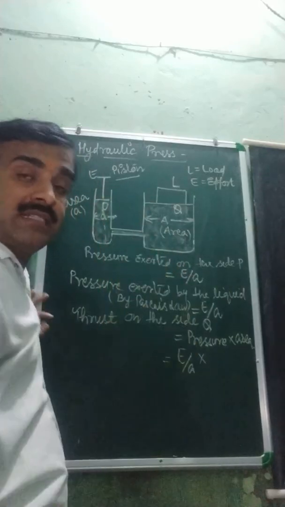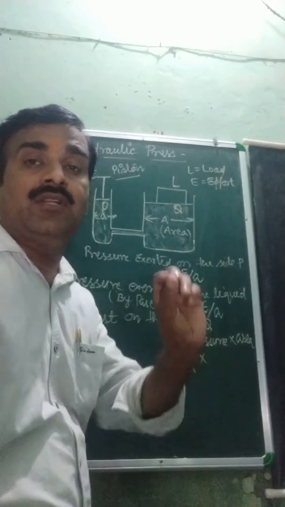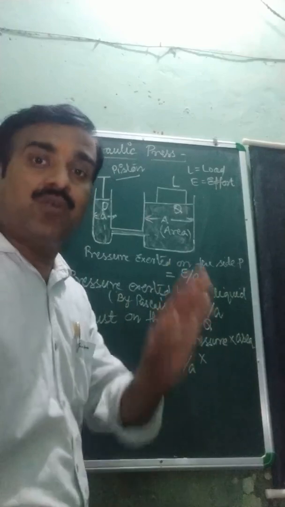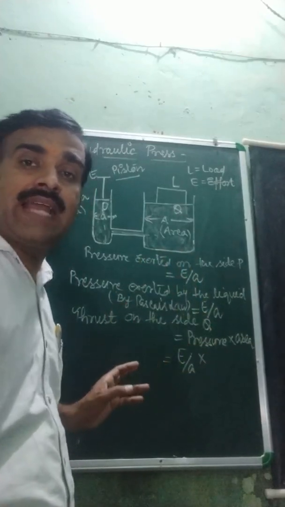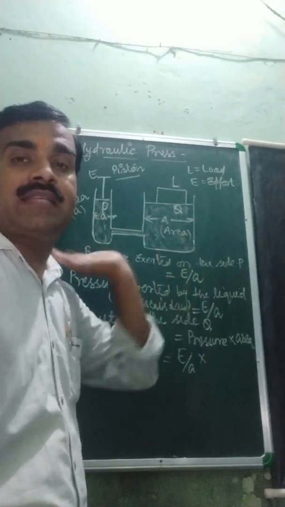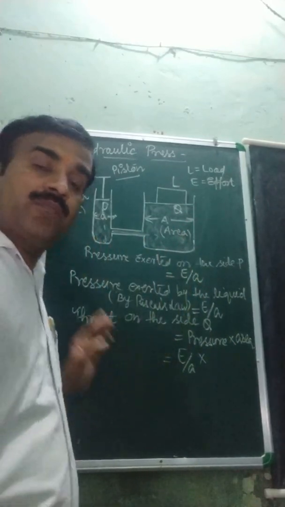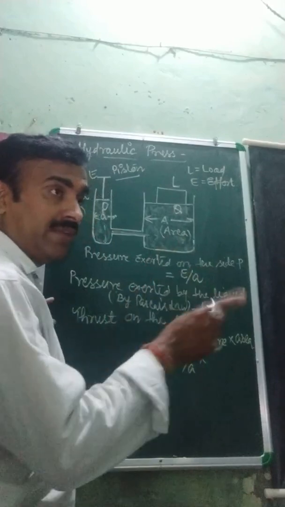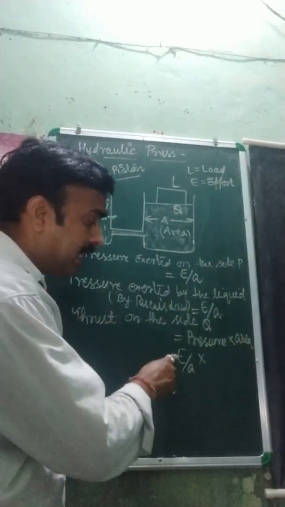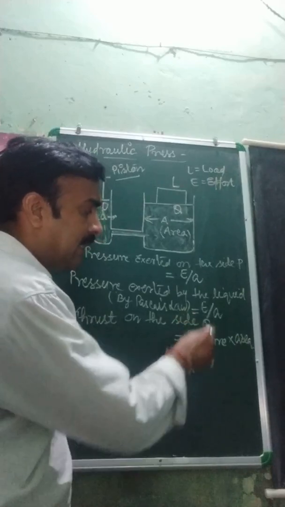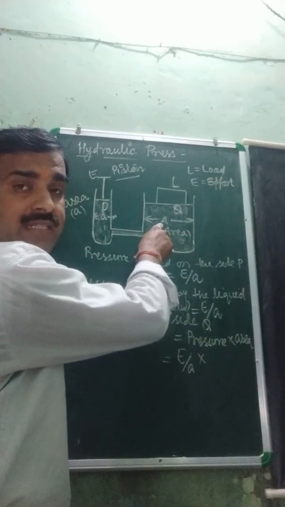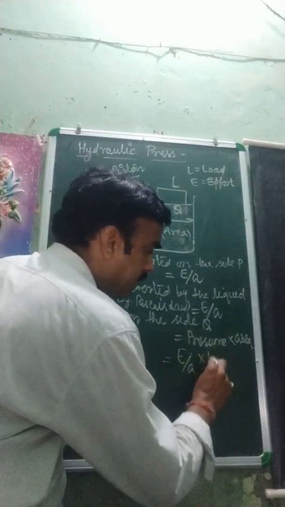Now, since the force acting normally on the surface is called thrust, on that basis we can calculate how much thrust will act on the bigger side. On the basis of the definition, thrust equals pressure into area. So the pressure is E by a and the area on the side Q is capital A.